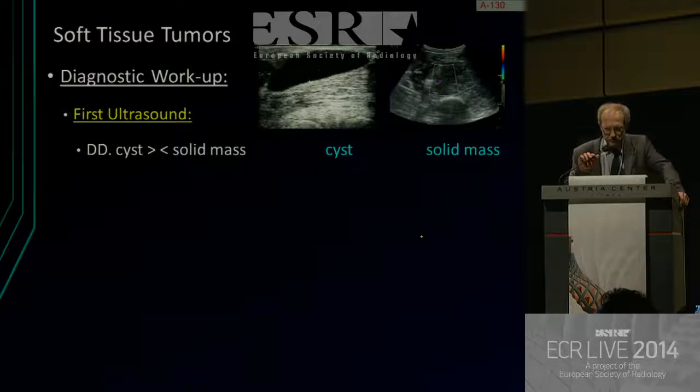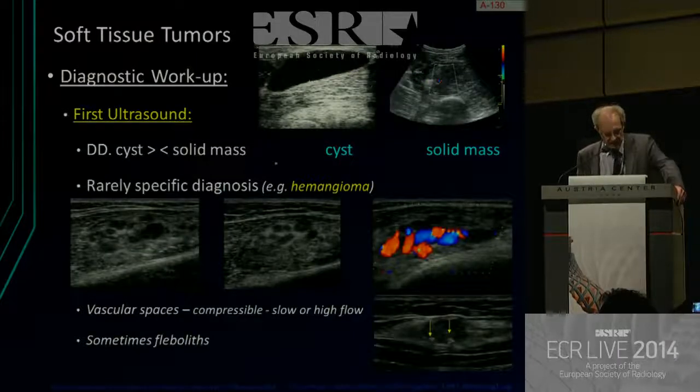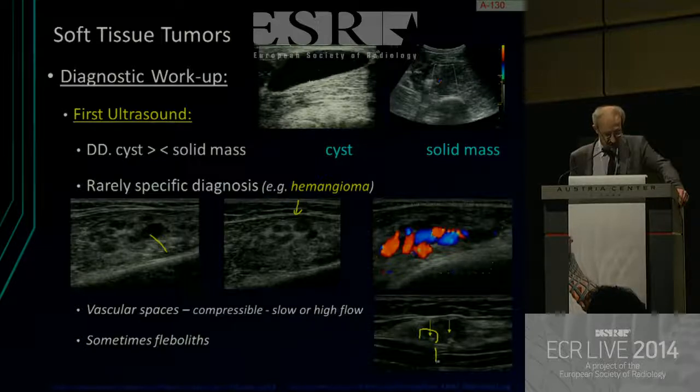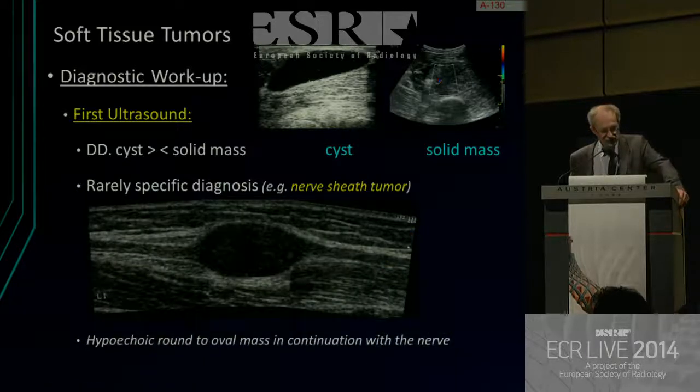So for soft tissue tumors, we will start with ultrasound. And with ultrasound, you can differentiate a cyst from a solid mass. And sometimes you can make a specific diagnosis when you see larger vascular spaces and you can compress these spaces and you see slow or high flow. Sometimes with phleboliths and an acoustic shadow, you can make the specific diagnosis of a hemangioma. Another lesion which can make diagnosis with ultrasound is this one. You have a hypoechoic round to oval mass and you see a continuation with a nerve, then you can make the diagnosis of a nerve sheath tumor.